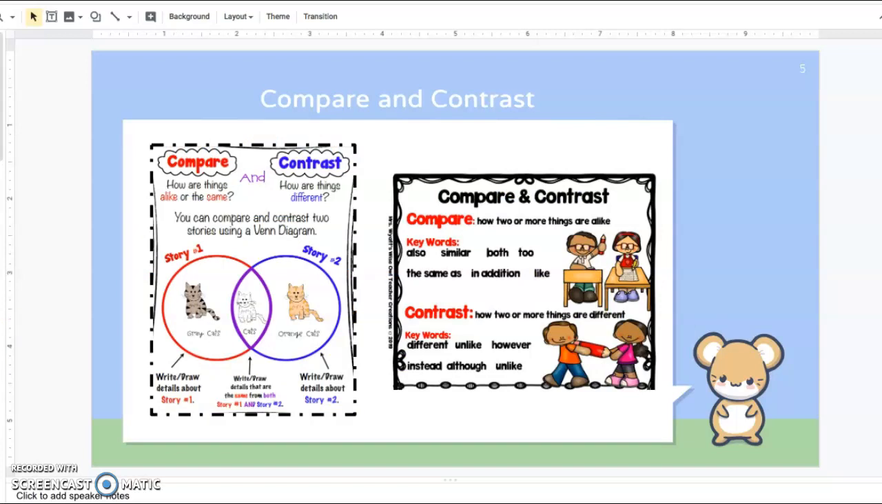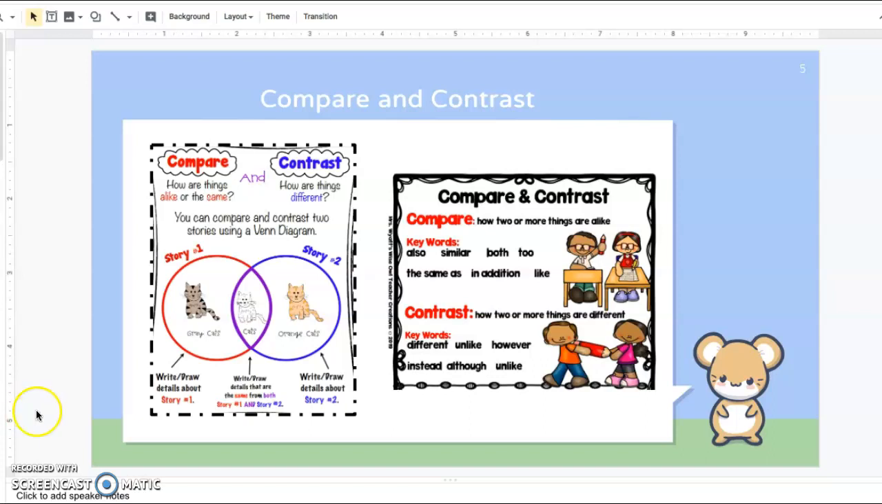Now we're going to talk about comparing and contrasting. The word compare means how things are alike or the same, and contrast means how they're different. Words that are similar to alike are also, similar, both, the same as, in addition, or like. In contrast, we can use the words different, unlike, however, instead.